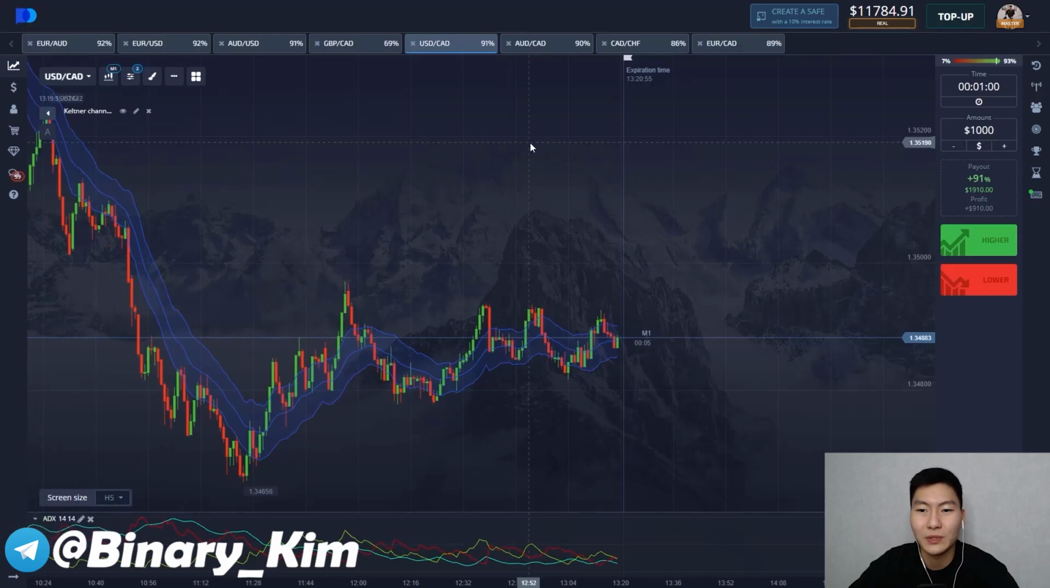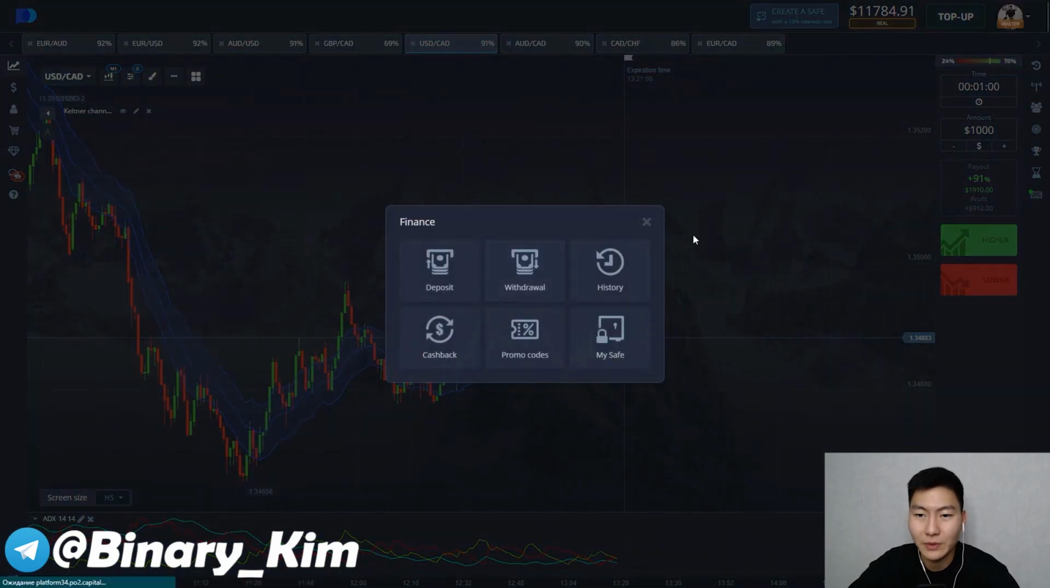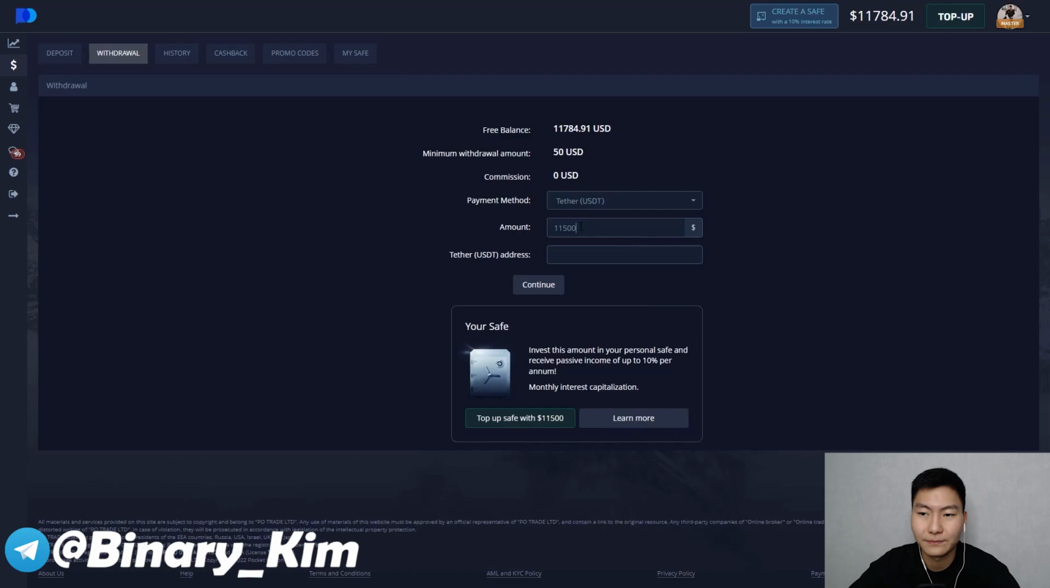We got almost $12,000 on the balance with this result. Let's move on to withdrawal. I'll raise the withdrawal amount, let it be $11,500. Press the continue button. Our transaction is being processed.